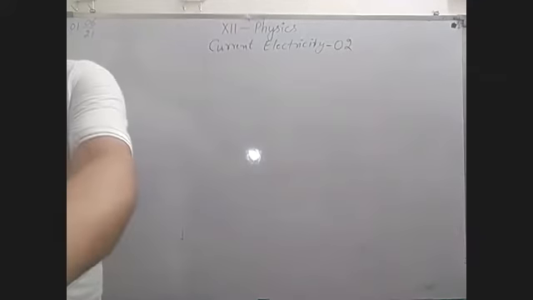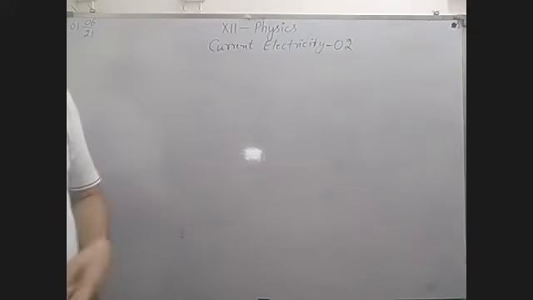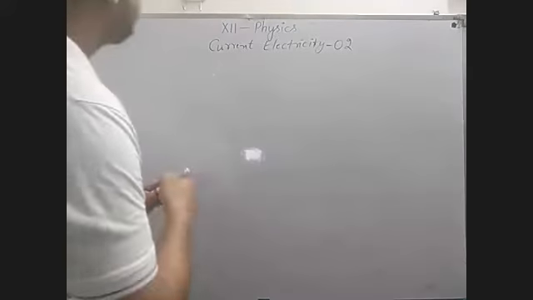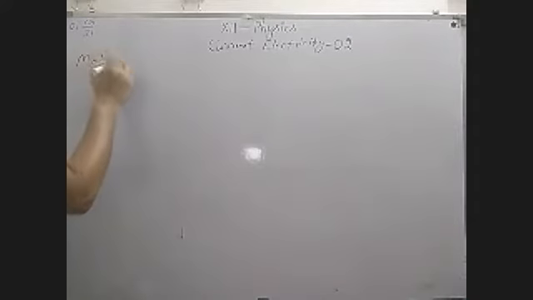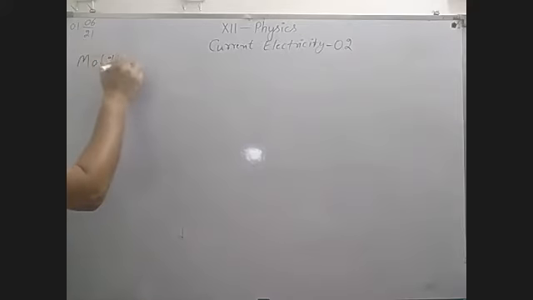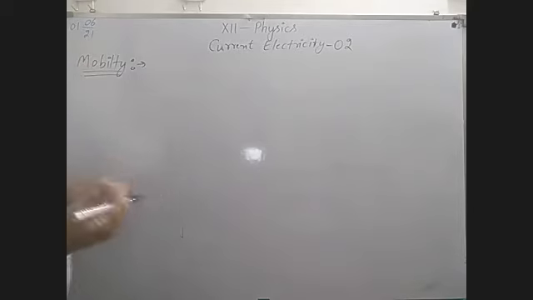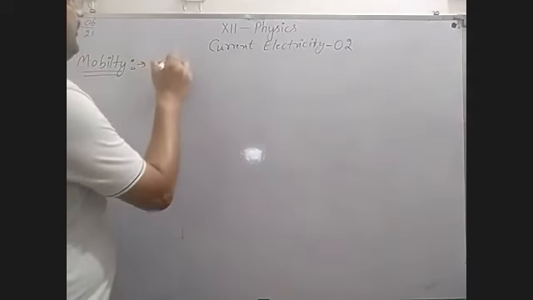This is the second lecture in which, after drift velocity, we are going to study mobility. A very small article is this: mobility. Mobility of electron, you can say, like drift velocity of electrons in a conductor. You have to study now mobility of electrons. It is denoted by mu.